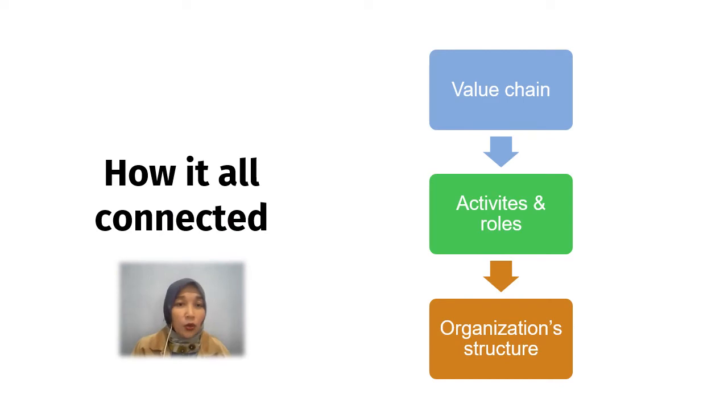This is how it all connects. Once you map the value chain, you can decide what kind of activities and roles are needed within an organization, and you move on to the final step, which is designing organizational structures. So all three are combined in a harmonious way in order to help the organization achieve its goals.